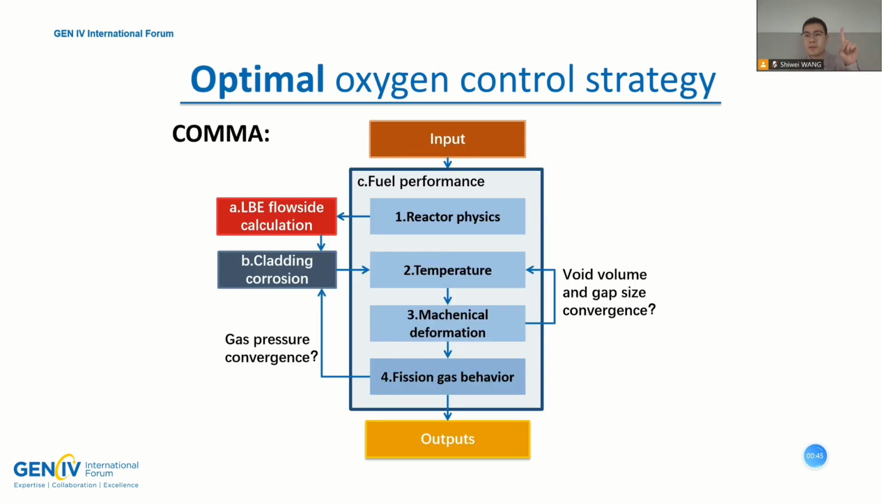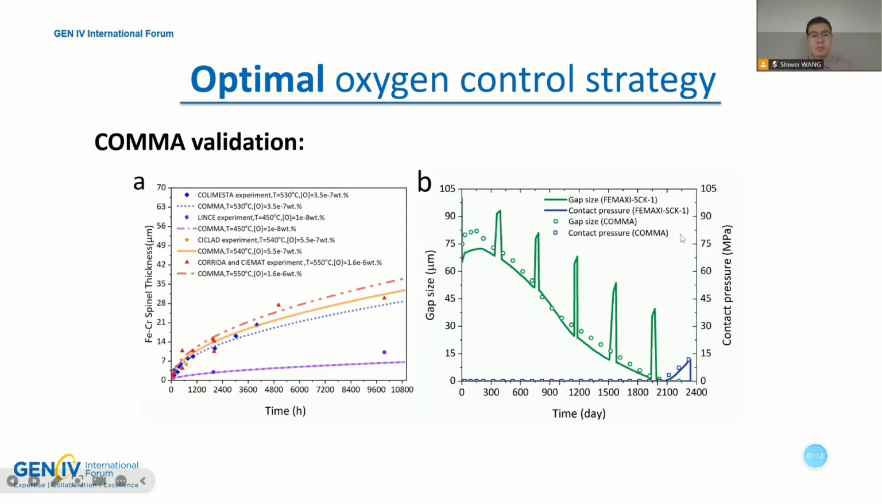For the first question, we established a multiphysical coupled fuel performance analysis model, to fully understand how the LBE corrosion influences the fuel performance. In it we have mainly three modules, including LBE flow side calculation, cladding corrosion, and fuel performance. All three modules are calculated iteratively. To validate the accuracy of the model, we used the experimental data and the simulation data from the FMX XQ1. The result says the prediction error of the model is up to 3%, so it has good accuracy.